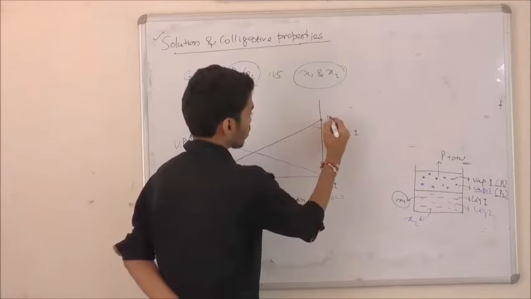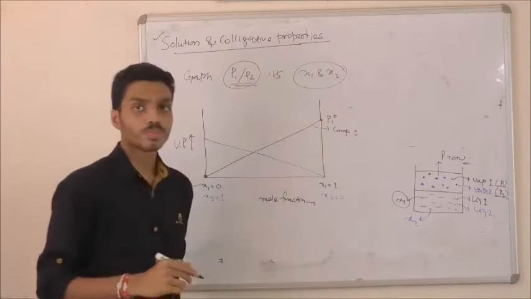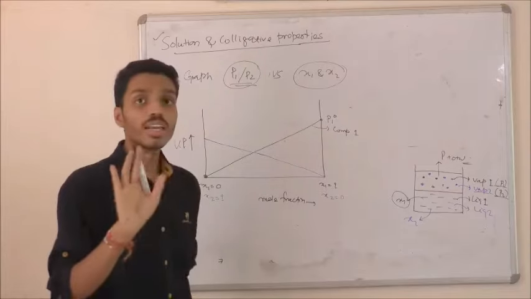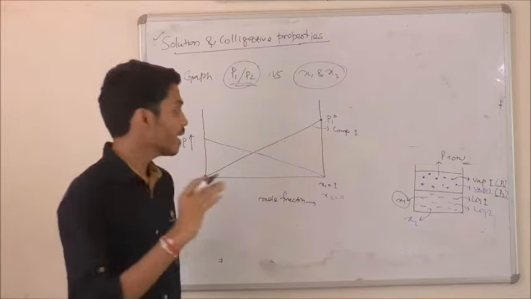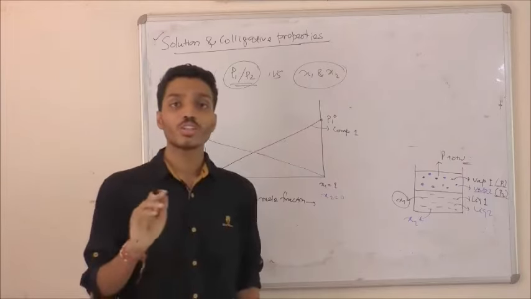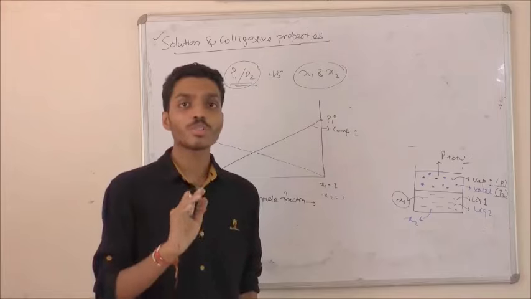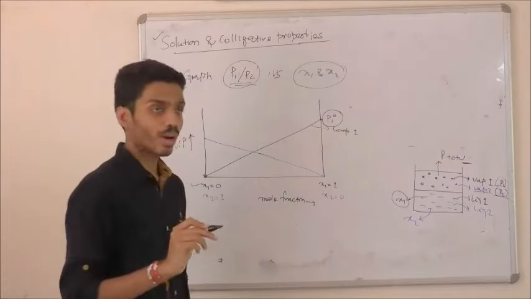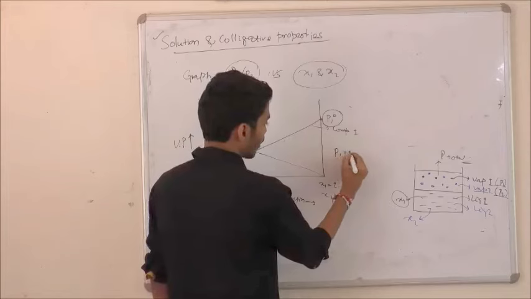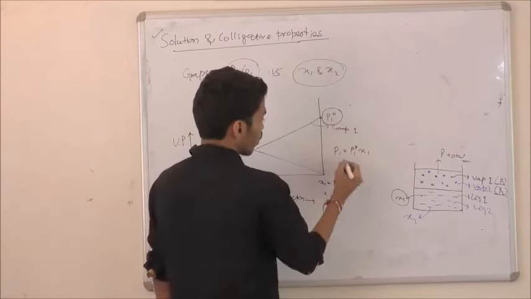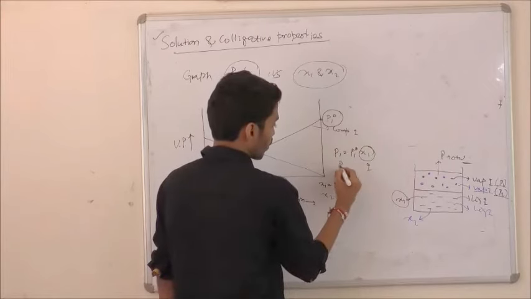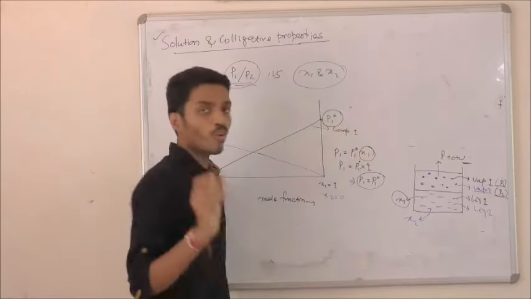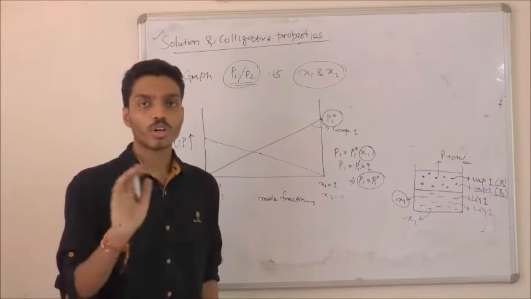And what happens when the mole fraction of component 1 in the solution equals 1? At that time, suppose the pressure is P1 naught. Why? Because when the mole fraction of component 1 is 1, that means only component 1 is present in that solution, so it is present in its pure state, and the vapor pressure due to it is P1 naught. You can also see from here, I have written P1 equals P1 naught x1. So when the mole fraction is 1, P1 equals P1 naught into 1, that implies P1 equals P1 naught.